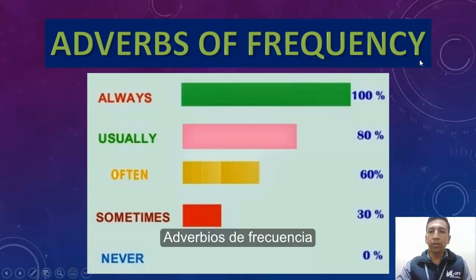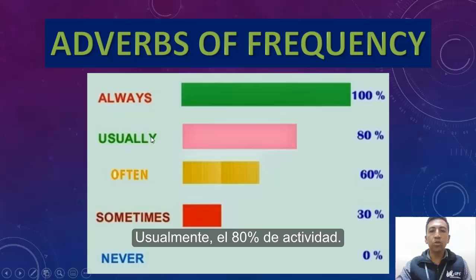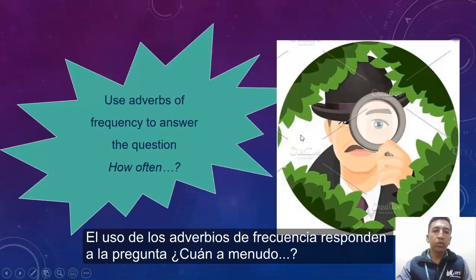Adverbs of frequency. In the adverbs of frequency, we have these: always, which means 100% of the activity; usually, 80% of the activity; often, 60% of the activity; sometimes, 30% of the activity; never, 0% of the activity. Use adverbs of frequency to answer the question, how often?